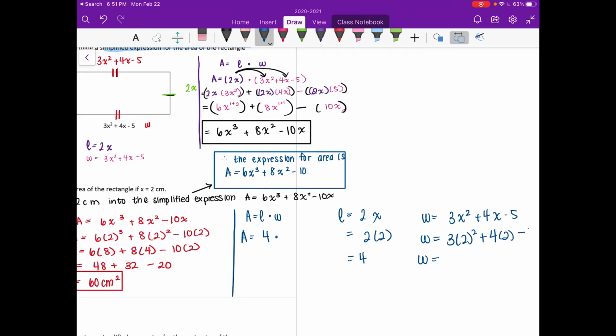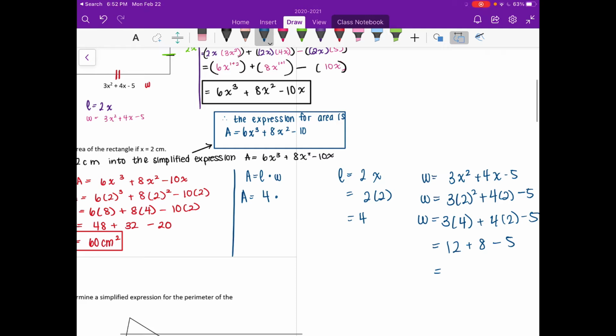2 minus 5. So let's do that. 3, always do exponents first, times 4 plus 4 times 2, there's no exponent there, minus 5. 3 times 4 is 12, plus 4 times 2 is going to be 8, minus 5. If you do this, it should come up to about 60 centimeters, right?